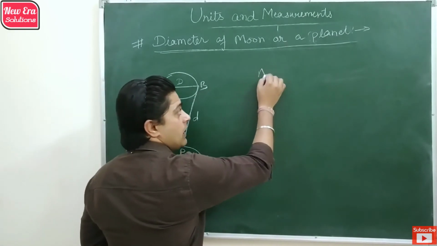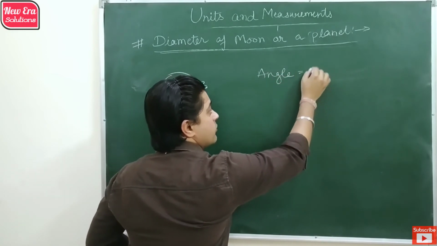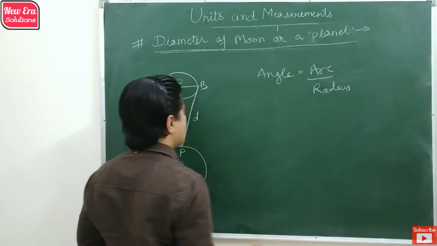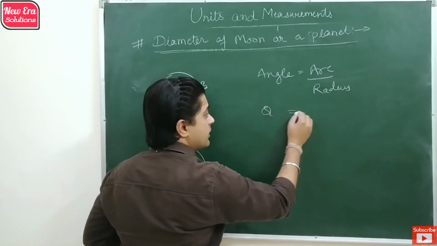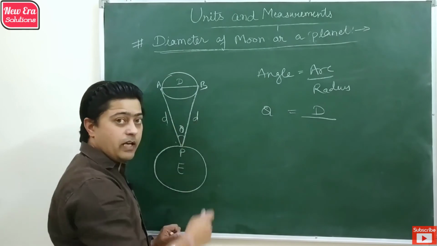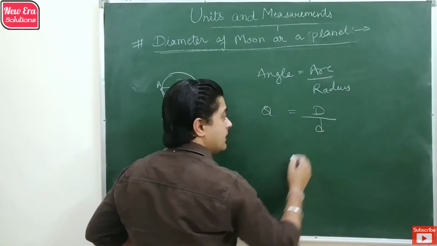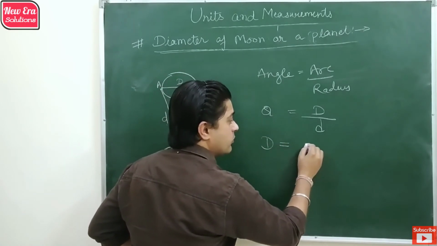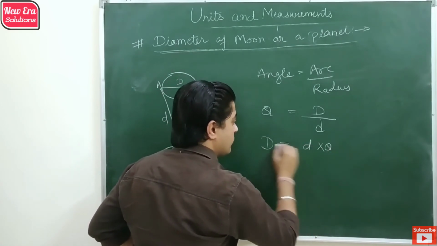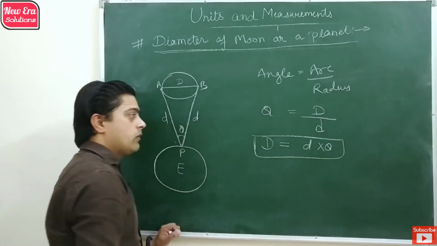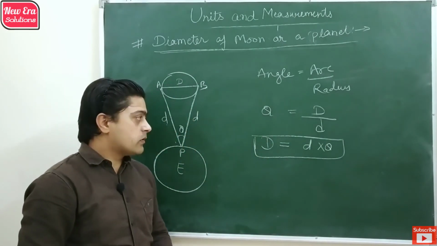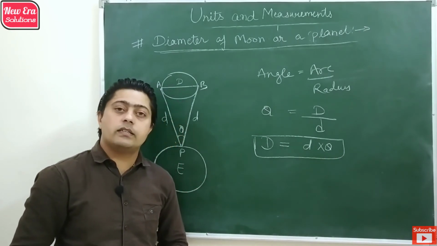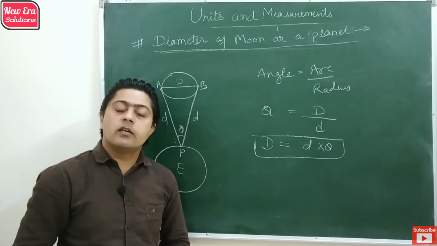Then as we know, angle is equal to arc upon radius. By using this concept, that angle is equal to the arc, that means the diameter of moon, upon the linear distance small d, the diameter of moon is equal to the linear distance into the parallax angle found by a telescope. So by using the value of angle and the distance, we can find the diameter of moon or any other planet.